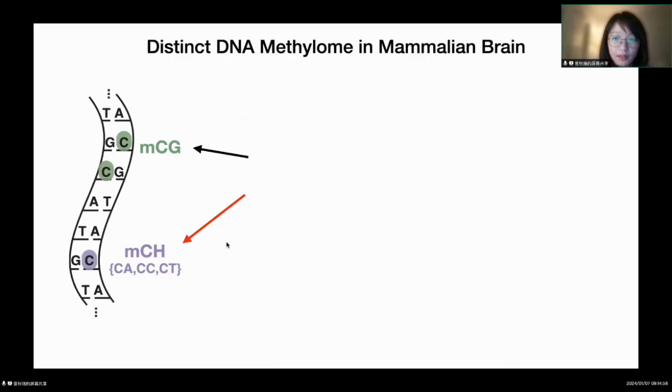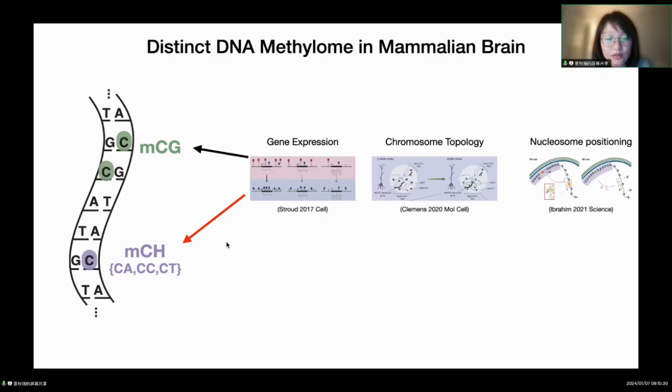When we talk about DNA methylation, there are 2 types. The most well-known one is mCG methylation, which normally has regulatory roles. We also study mCH methylation, where the methylated cytosine is followed not by a G base, but by either A, C or T. Both of these forms of methylation have been shown to play a very important role in regulating gene expression, chromosome structure and nucleosome position in neurons.